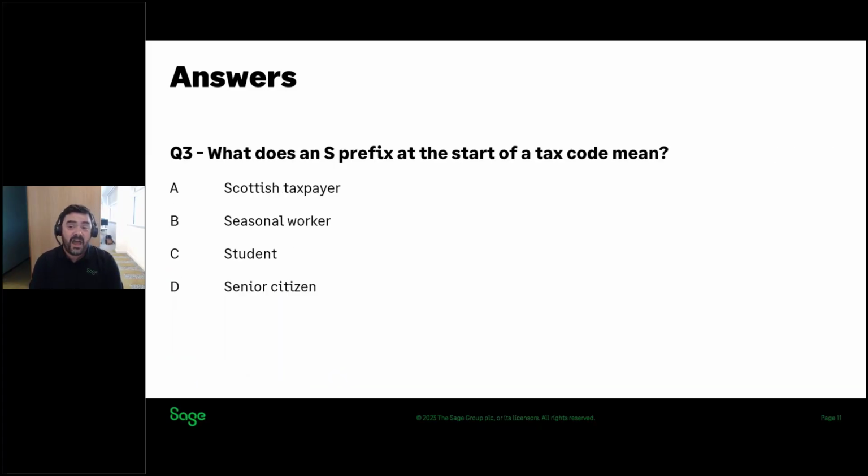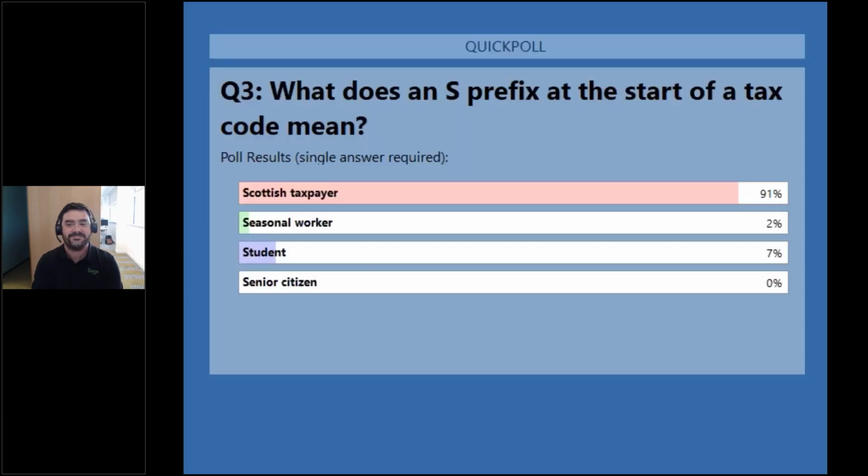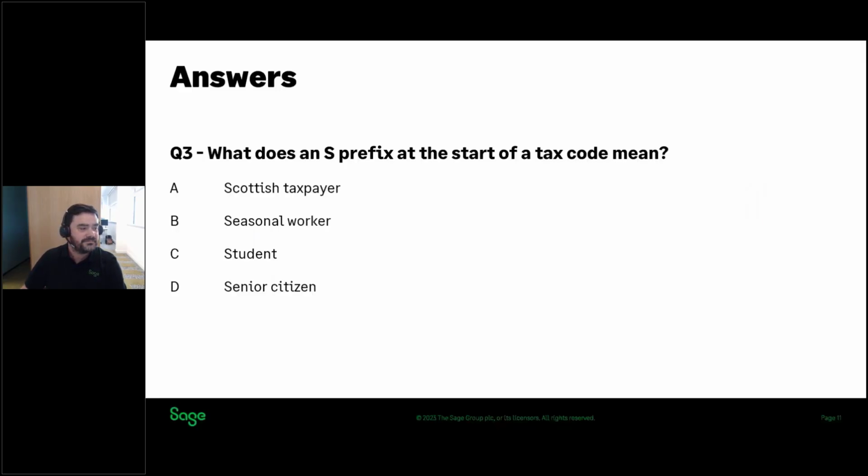Question 3 then, what does an S prefix at the start of a tax code mean? So let's see what you thought on this one. Again, we had a majority, 91% of you, saying it means you're a Scottish taxpayer, 2% seasonal worker, 7% student, none of you thinking it was senior citizen. So let's see whether you were right on that one. So correct answer is Scottish taxpayer.